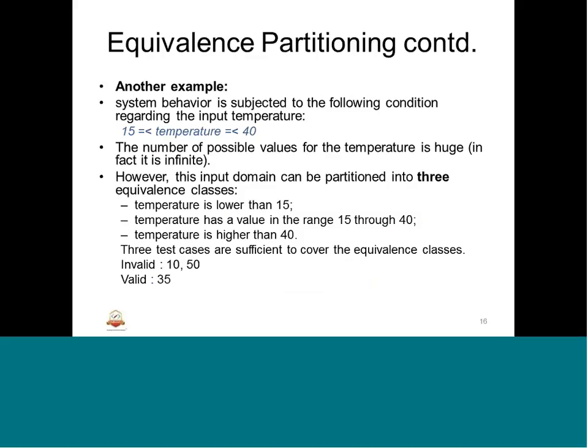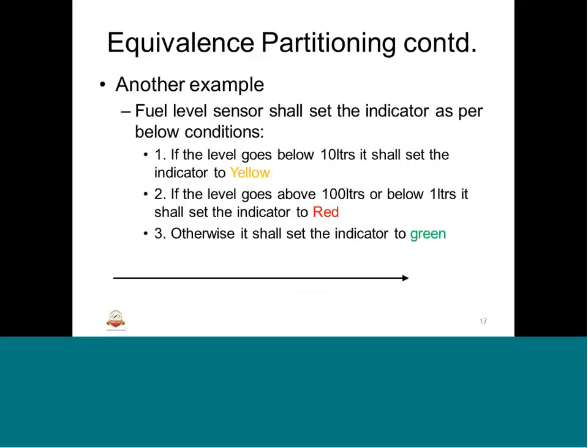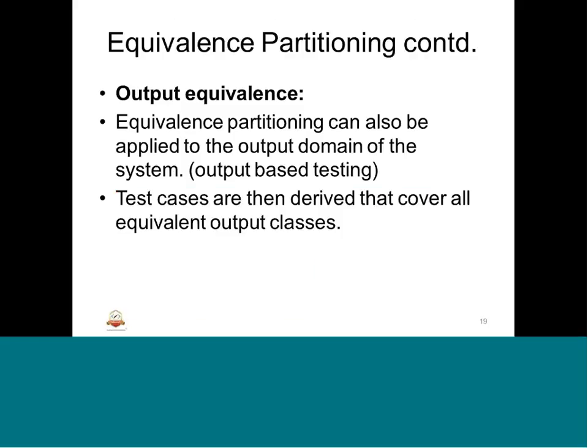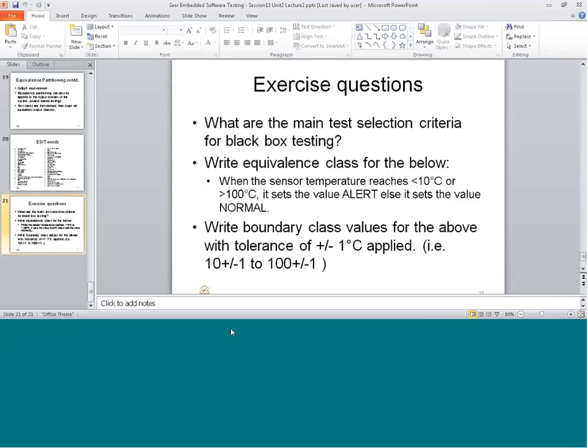We took a few more examples, such as temperature from 15 to 40, and fuel level sensors having three types of indicators: yellow, red, green. So we know what is invalid and what is valid. Basically we draw a range of all the test cases, and against the range we create a table. It's called a truth table, having all the possible combinations defined for each of those inputs with the help of different columns. Further we have the equivalence classes divided as valid and invalid as per the table. We also know that we can have output equivalence classes defined as well, not only input equivalence classes. So that is about equivalence partitioning.